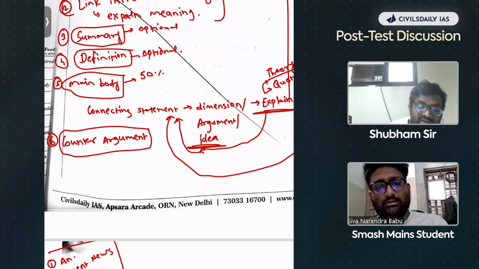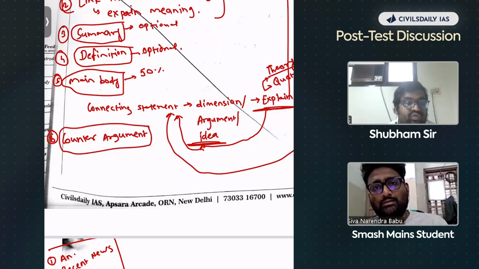In this, you have to be very careful that it shouldn't be forceful. Sometimes the quotes that they give, there is no way for a counter argument to be available, because the quotes given are self-evident truths.